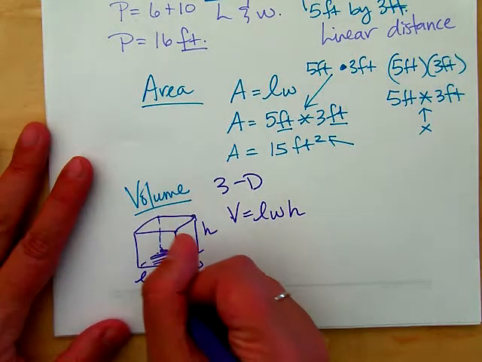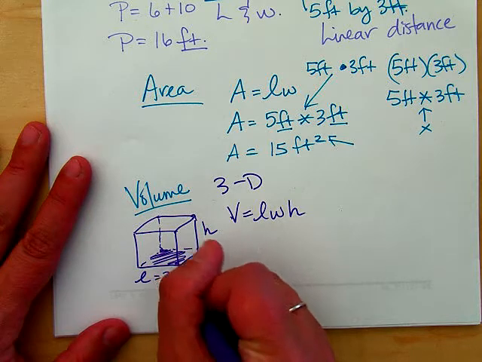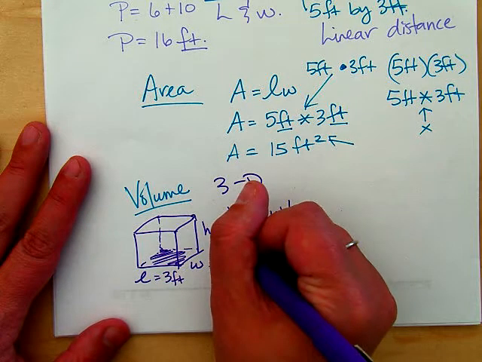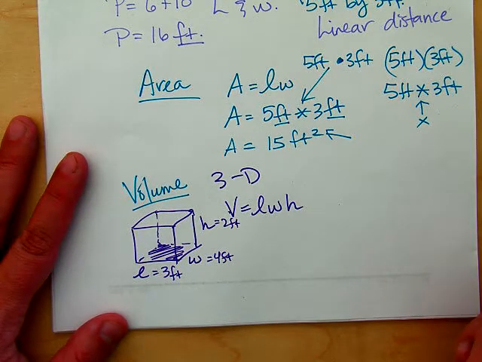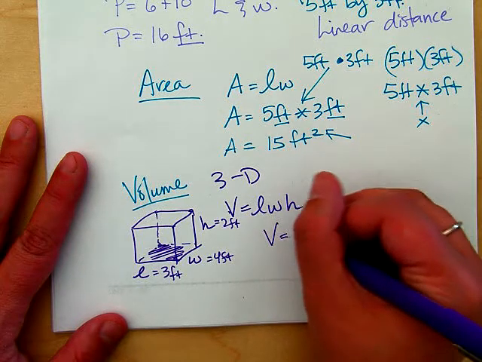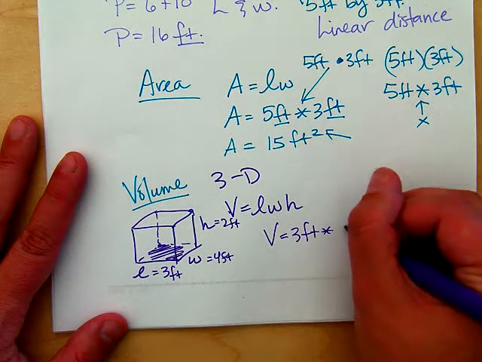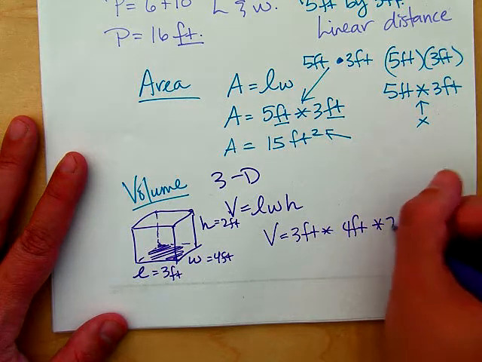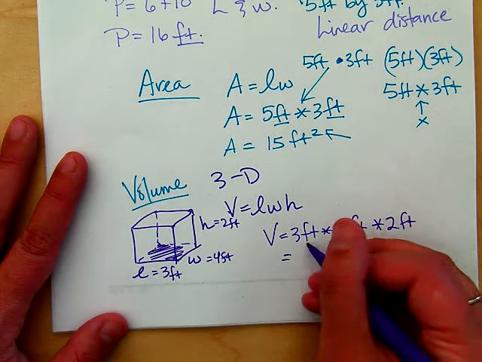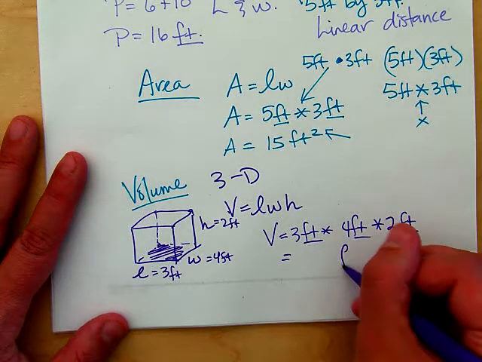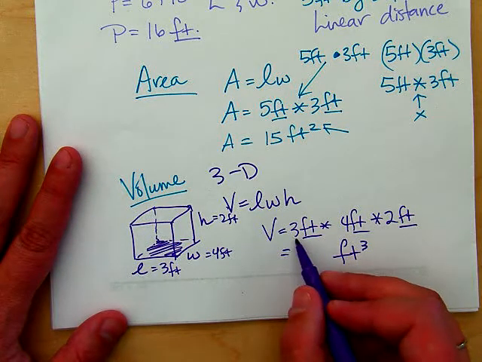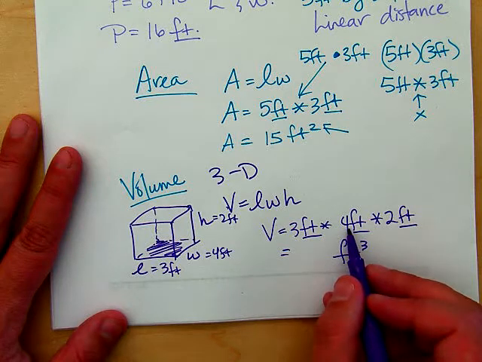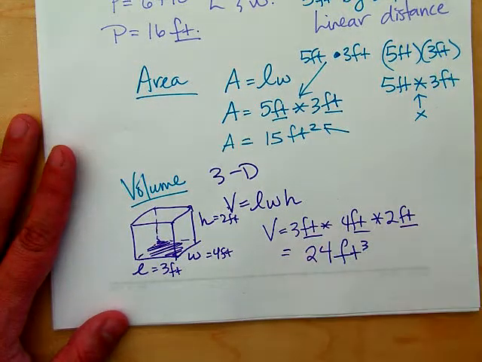So let's make up some numbers here. Let's say that this is 3 feet, 4 feet, and the height is 2 feet. Not drawn to scale, clearly, right? It doesn't look like that. So to find the volume, we're going to go 3 feet times 4 feet times 2 feet. And since I'm multiplying feet times feet times feet, I know that I'm talking about volume because it's going to be feet cubed or cubic feet. 3 times 4 is 12, times 2 is 24.